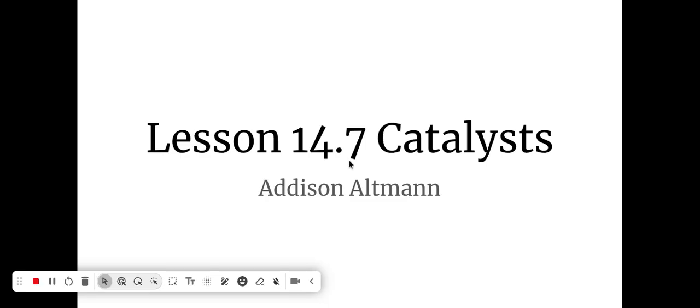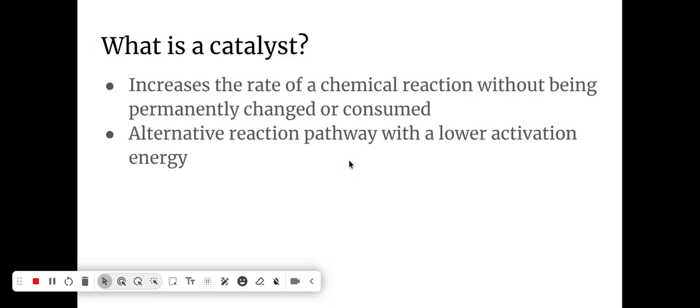So my first slide is, what is a catalyst? A catalyst is a substance that increases the rate of a chemical reaction without being permanently changed or consumed in the reaction. It does this by providing an alternative reaction pathway with a lower activation energy. In other words, it makes reactions happen faster and more efficiently.